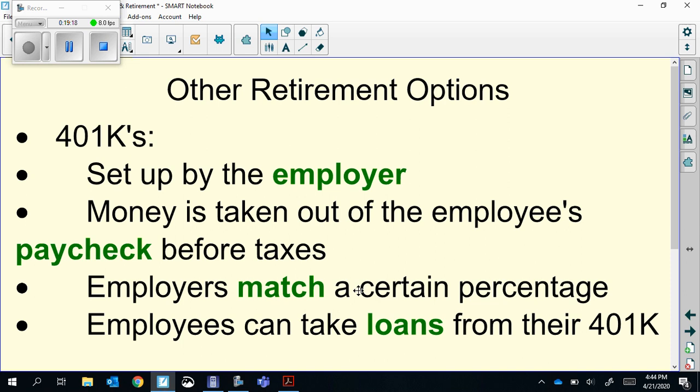Sometimes employers will match, which is really, really nice, up to a certain percentage. That's what my wife is able to do. I think it's a 5% match that she gets right now. So they take 5% of her paycheck, and then the company matches that 5%. So it's like 10% of her money is invested, but it only costs us half that. And legally, you're allowed to take loans against a 401k. Personally, not a fan of that idea, but sometimes maybe you have to.